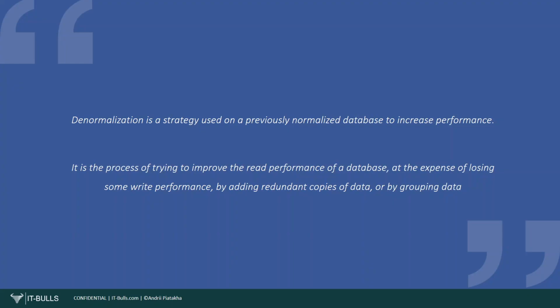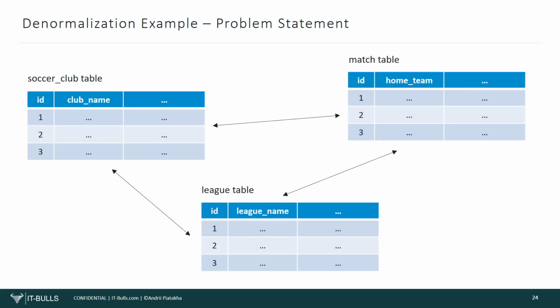And the last but not the least thing that I wanted to discuss with you today is denormalization. Denormalization is a strategy used on a previously normalized database to increase performance. In computing, denormalization is the process of trying to improve the read performance of a database at the expense of losing some write performance by adding redundant copies of data or by grouping data. Denormalization differs from the unnormalized form in that denormalization benefits can only be fully realized on a data model that is otherwise normalized. So, how can we improve performance?